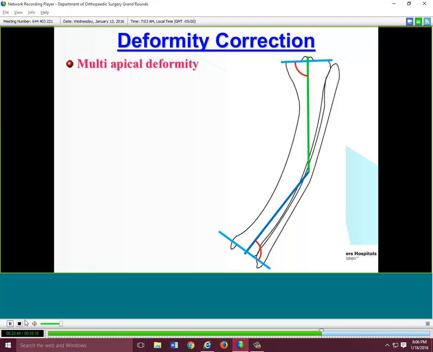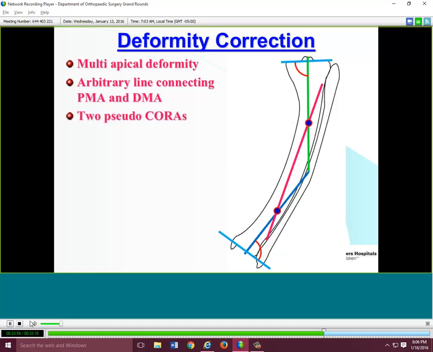How do you know how much to correct then? Well, what you do is you place an arbitrary line in between. Think of this as an intercalary mechanical axis that crosses both my proximal and my distal mechanical axis. And where it crosses, these are now 2 new CORAs or pseudo-CORAs. I can't remember what they actually call these, so it's my term, pseudo-CORA. And we can use those now to, again, make ourselves some horizontal bisector lines.